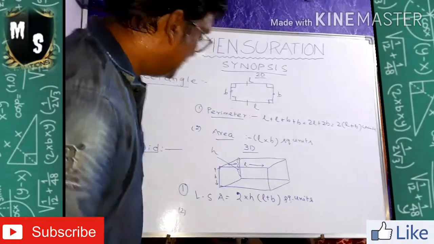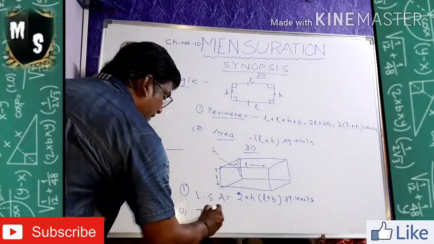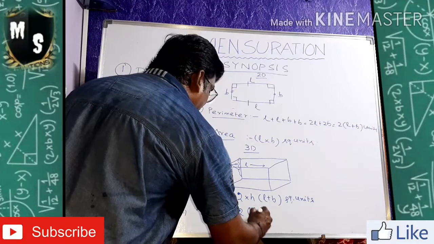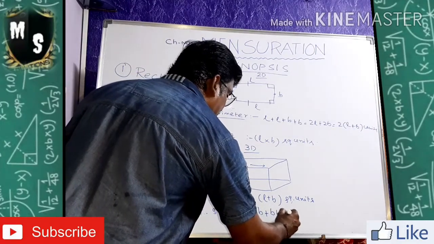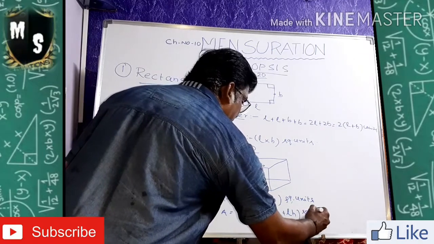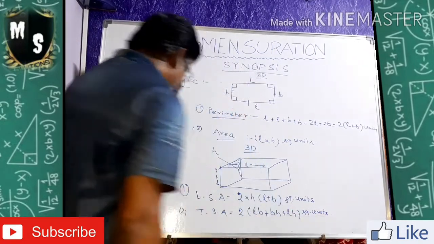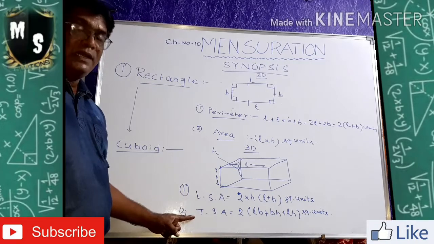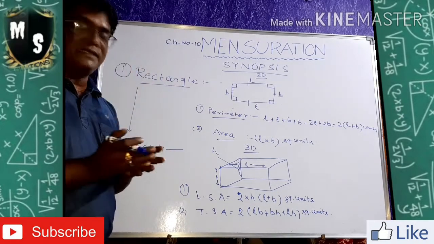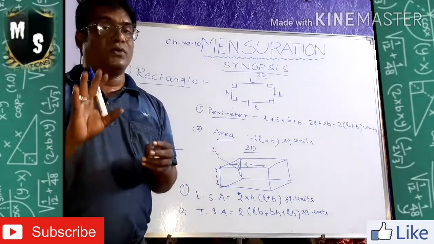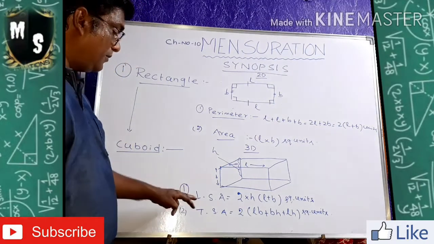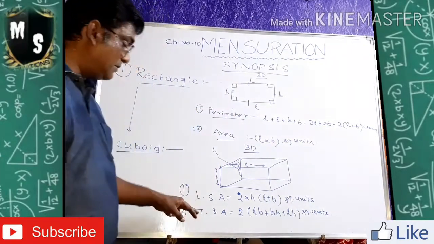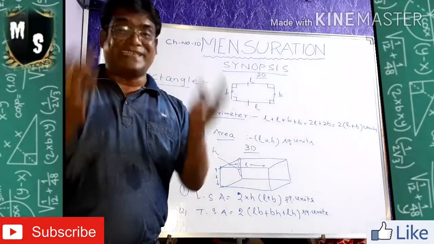I hope you understood. So the next one is called the TSA, which is equal to 2 into (LB plus BH plus LH), in square units. So this 3D figure is giving you 2 areas: one is lateral, another is total. Total deals with 6 surface areas, and the lateral always deals with 4 surface areas. So try to remember that. When you are asked about lateral surface area, you are dealing with 4 surfaces, and when you are asked about total surface area, you are dealing with those 6 surfaces.